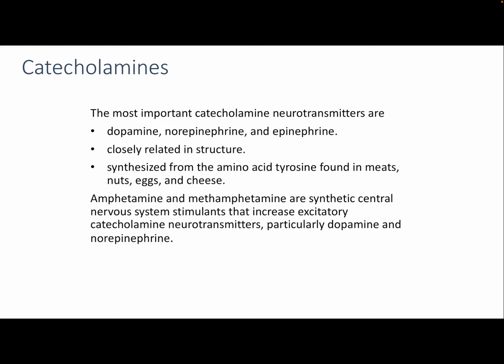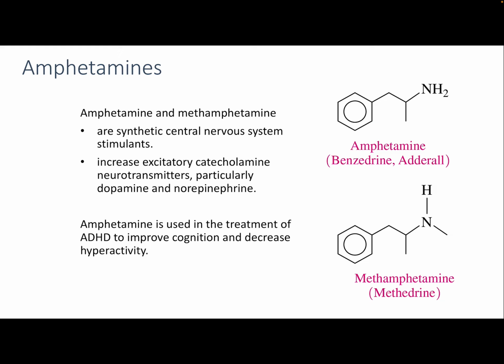Amphetamine and methamphetamine are synthetic central nervous system stimulants. They are based on norepinephrine and epinephrine, but they're synthetic, so they've been modified in the lab. They increase excitatory catecholamine neurotransmitters. So that means that they have an effect on these neurotransmitters, the dopamine, norepinephrine, and epinephrine. Let's take a look at those.